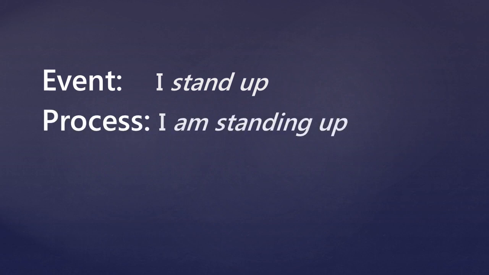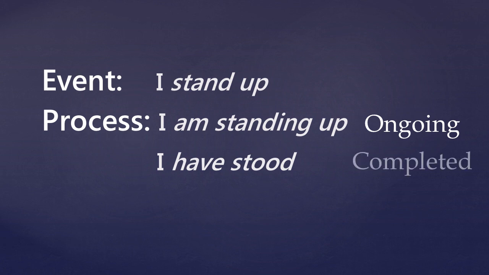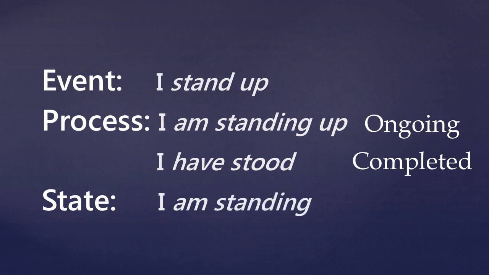Now the thing about the simple tenses is that they give little or no information about how the event actually progresses. To help understand what aspect is, let us think about the different sorts of things a verb can represent. It can stand for an action or an event, like I stand up. A process, like I am standing up, which is ongoing, or I have stood up, which is a completed process, or a state, I am standing. These statements are actually all about something happening now, but each communicates a slightly different meaning.